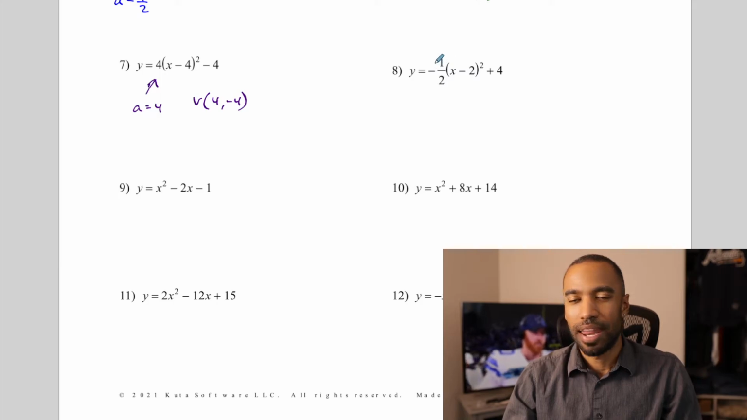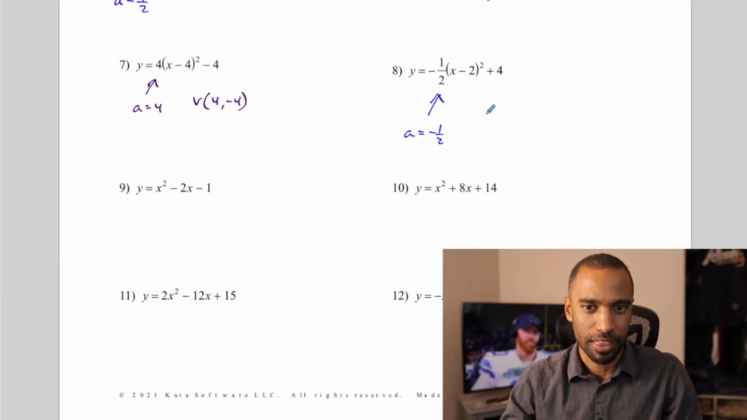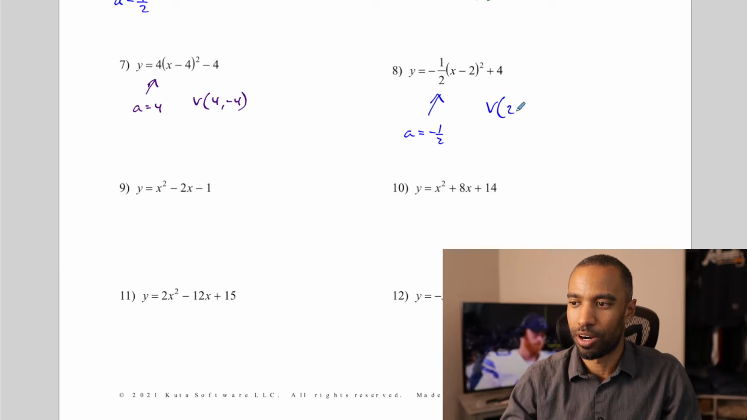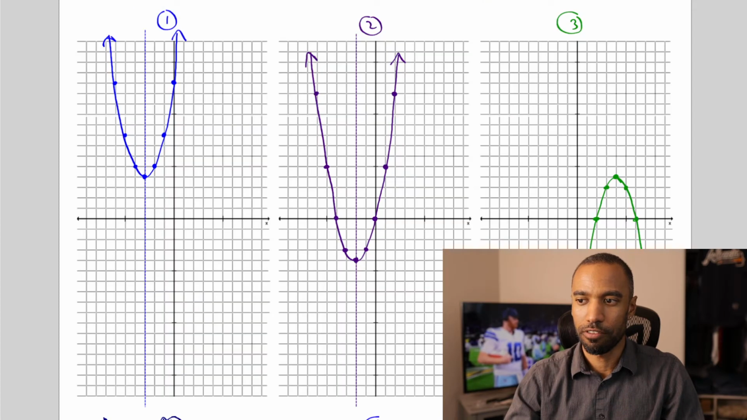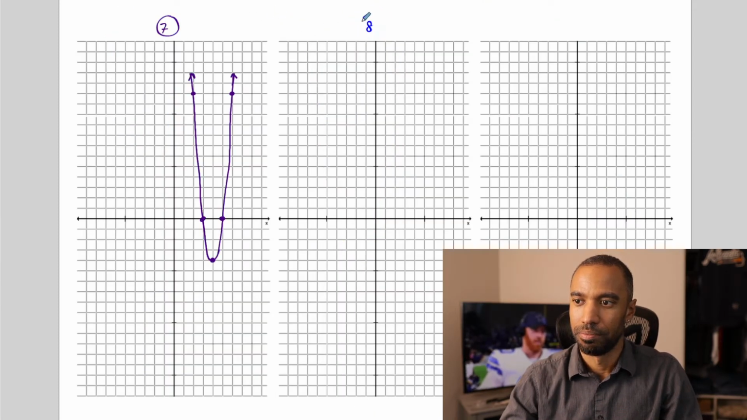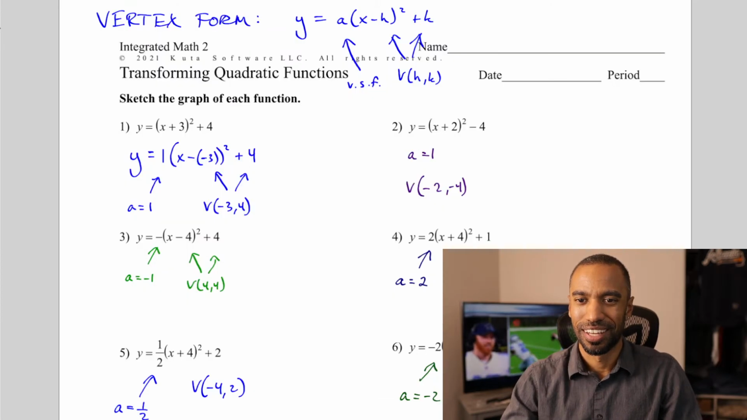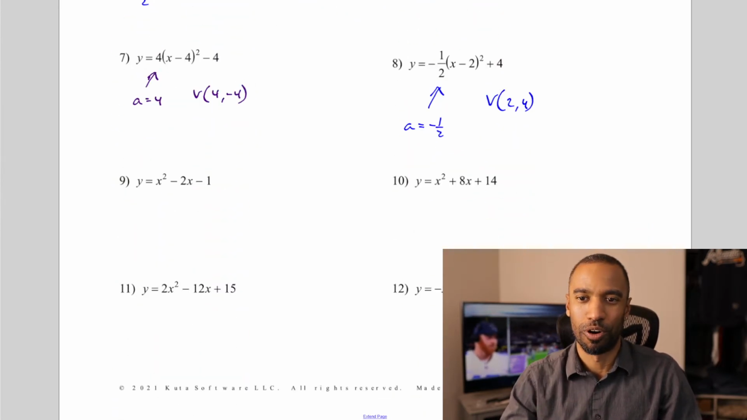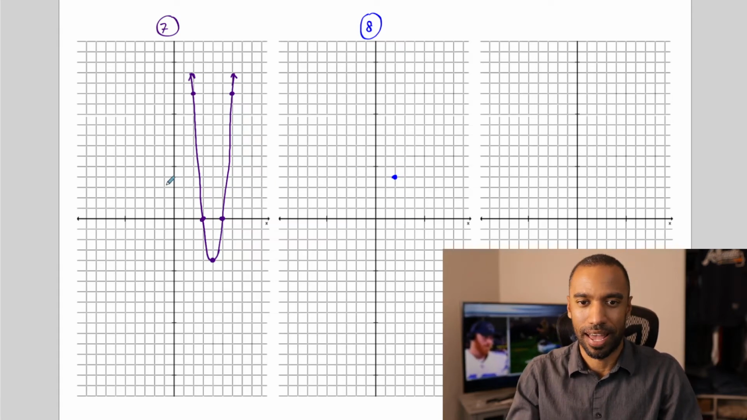Number 8. Now, negative 1/2 times x minus 2 plus 4. So negative 1/2 here. We are going to flip it over, and we're going to divide those by 2. We've kind of seen all that before, and we've got a 2 for the vertex. So let's see how fast we can take care of this one. Was it 2, 4? I always forget. I'm focused more on the stretch factor. 2, 4. All right, 2, 4 right here, and negative 1/2. Okay, here we go.